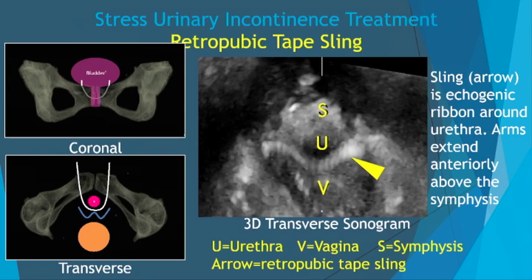So the images on your left are schematics of the pelvis, and this is a retropubic tape sling. And this particular sling is located in a fairly tight U around the bladder. And so this is the white line that you see in the schematic. And on the transverse or oblique coronal view, what you see here is, again, let me orient you, symphysis, urethra, vagina, and here you see this sort of U-shaped echogenic material that is a retropubic sling.